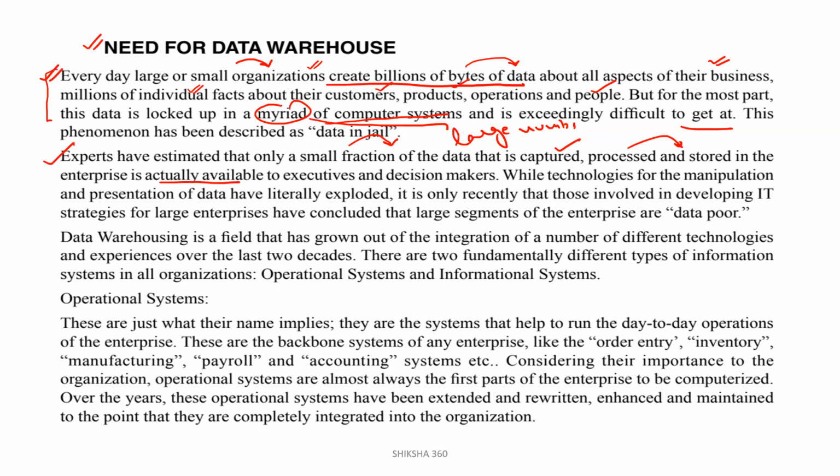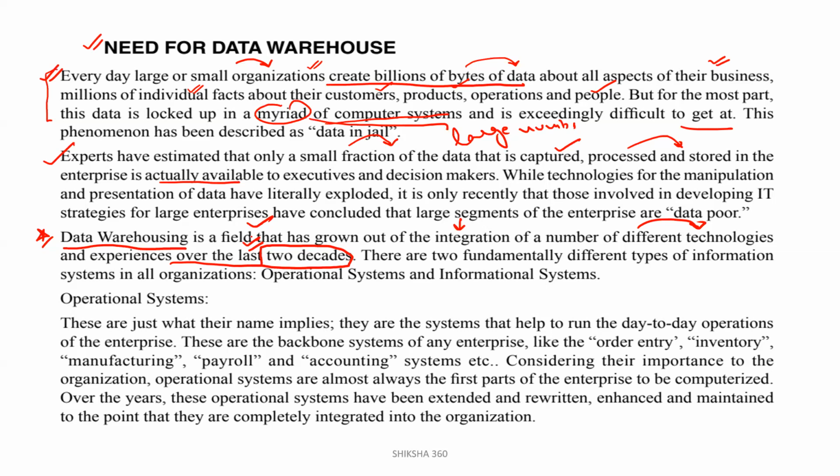So data warehousing is a field. What is the definition of the data warehouse? Data warehousing is a field that has grown out of the integration of a number of different technologies and experiences over the last 2 decades, basically over the last 20 years.